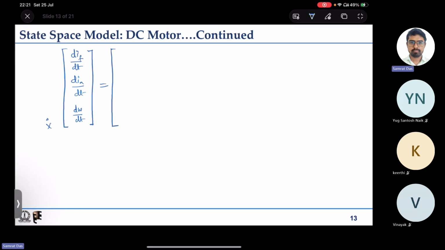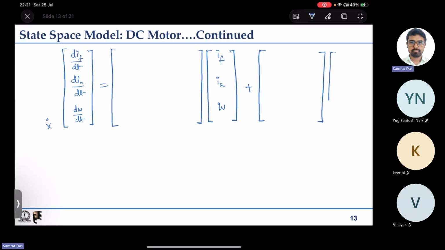Now our matrix is a 3 by 3 matrix and we have 3 state variables. First one is IF, next one is IA, third one is omega. We have the B matrix, again a 3 by 3 matrix, and we have 3 inputs. We have VF, we have VA, we have TL. So these are the 3 inputs.